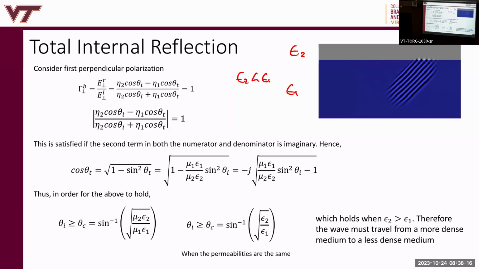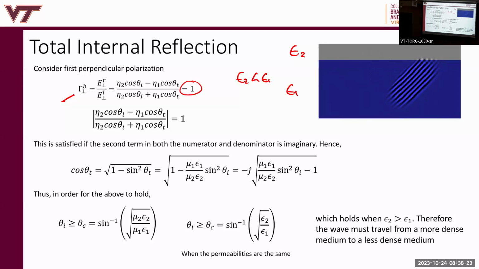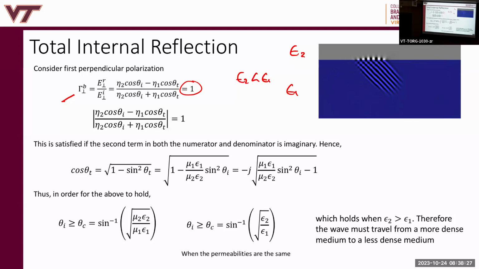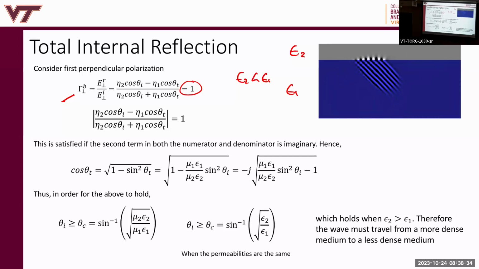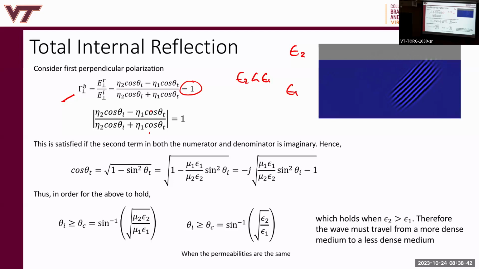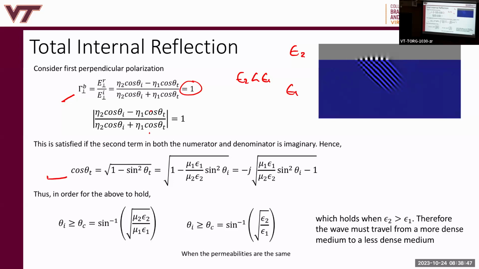Well, first we take the reflection coefficient for the perpendicular case, and we set it equal to 1. We want total reflection. If we set that equal to 1, then we can take the magnitude and set the magnitude equal to 1, right? We want total internal reflection in terms of its magnitude. So this is satisfied if the second term in both the numerator and denominator is imaginary. If these two terms are imaginary, then this equation can be satisfied, and we end up with this expression.